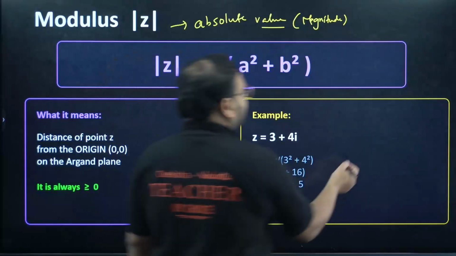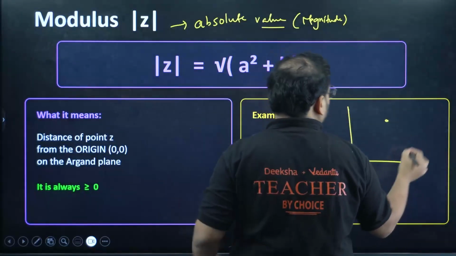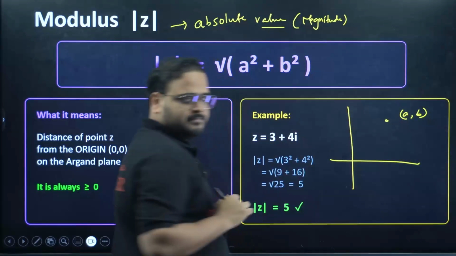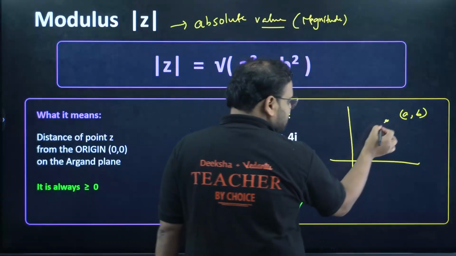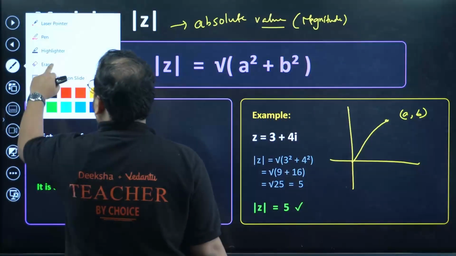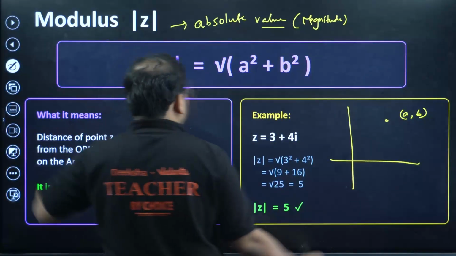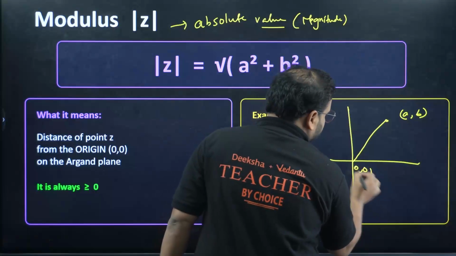So if I am talking about, let's say, this point, which is A plus iB, let's say this is the coordinates (a, b). Then this is my complex number, a plus ib, and the mod of z represents this line, which is from the origin, okay?